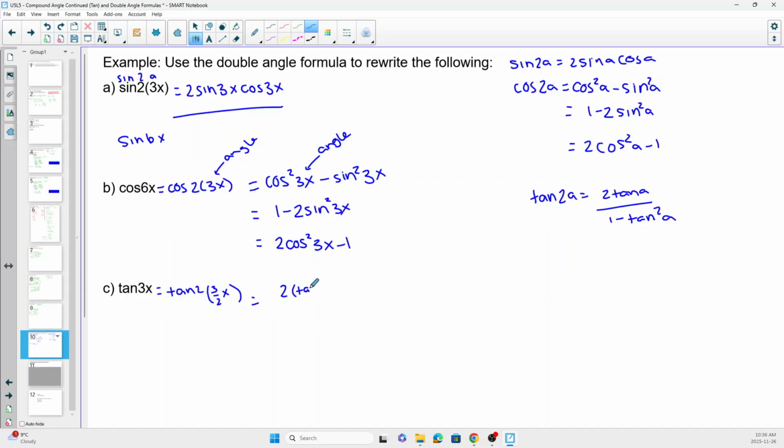2 tan 3 over 2x, we really don't need that second set of brackets there, divided by 1 minus tan squared 3 over 2x. Okay, so if you are asked to rewrite something using a double angle formula and you're like, well, I don't see a double angle. Everything can be a double angle. We can divide anything we want by 2. It might not be pretty, but we can create a double angle and then rewrite in that manner.